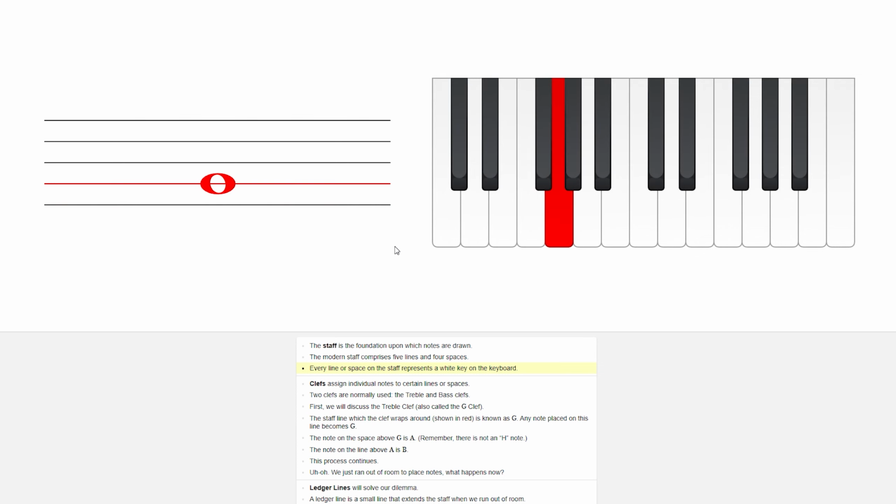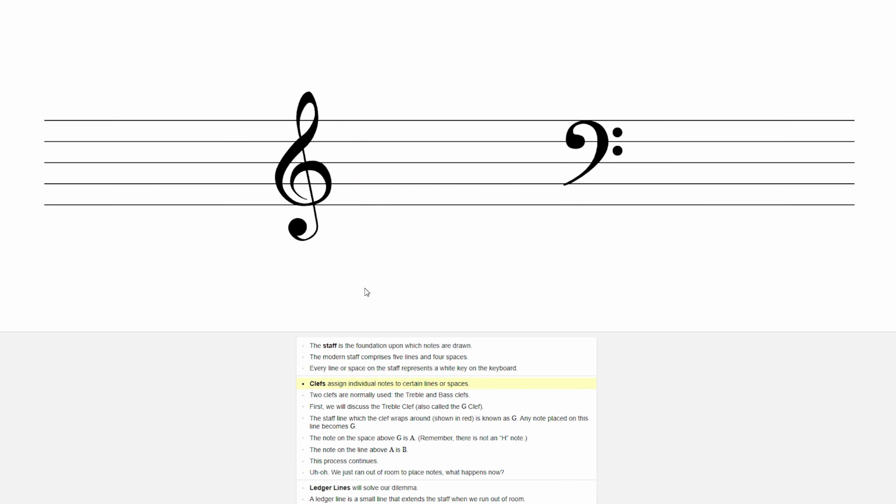Every line or space on the staff represents a white key on the keyboard. This first white key to the left of these 2 black notes is called C. As you move to the right of the keyboard, you go up the musical alphabet, which we will talk about in just a minute. There are 2 clefs.